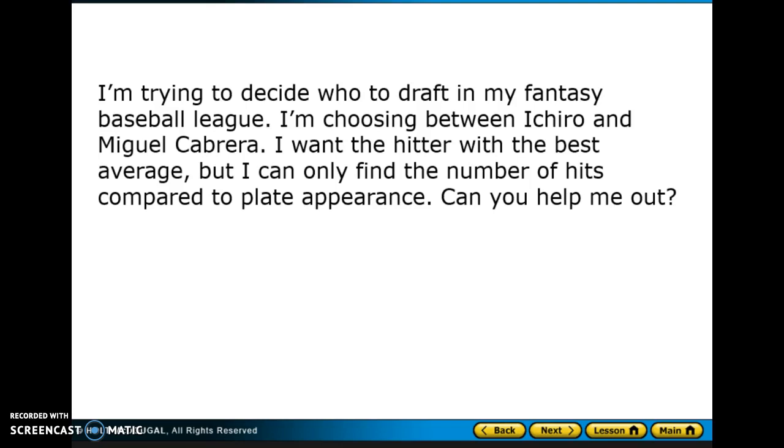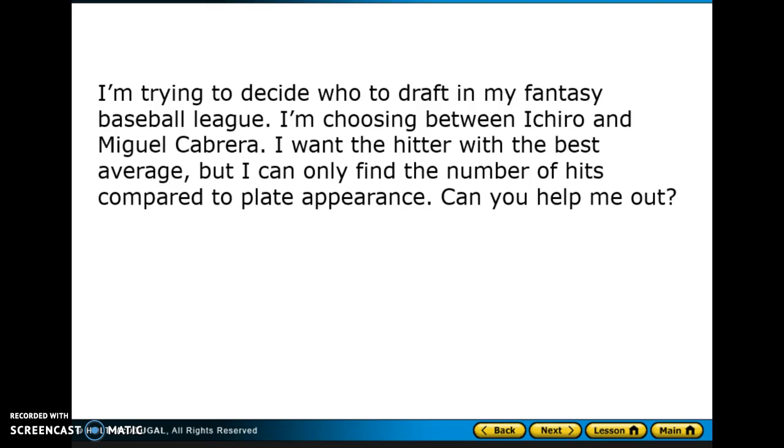So I play Fantasy Baseball League every once in a while, and you draft players. You pick different players that you want on your team. And I had to choose between two players, Ichiro Suzuki and Miguel Cabrera. Both really good hitters, but very different. And I just wanted to choose the hitter with the best average, that got on base the most by hitting.